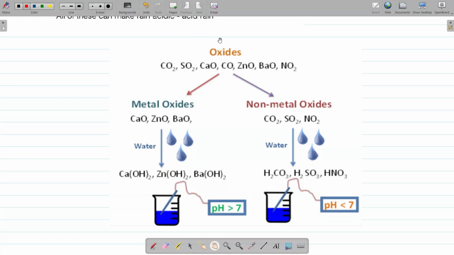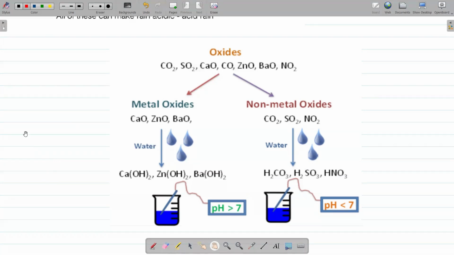Okay, so let's learn this as a flow chart. So here you have a lot of oxides like carbon dioxide, sulfur dioxide, calcium oxide, and so on. If you see the metal oxides that are here, they are also called basic oxides. Metal oxides are also called basic oxides because when they dissolve in water, they give an alkaline solution.